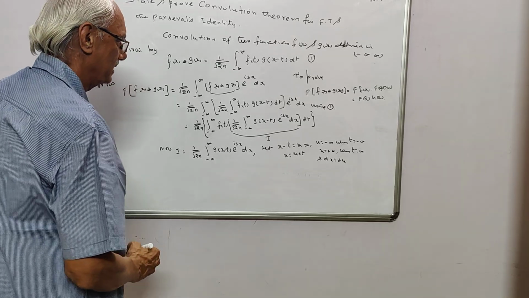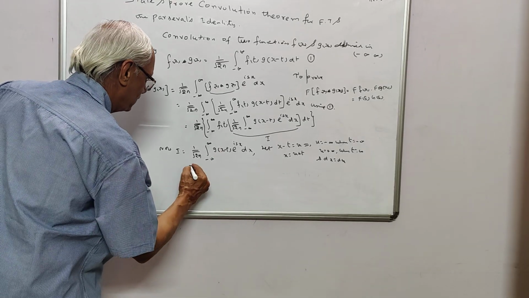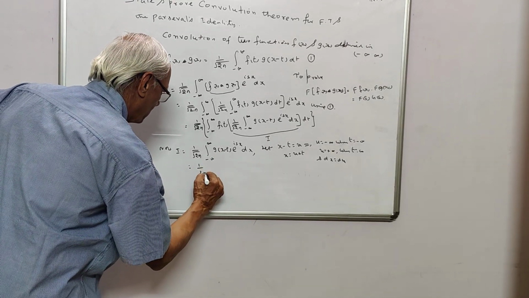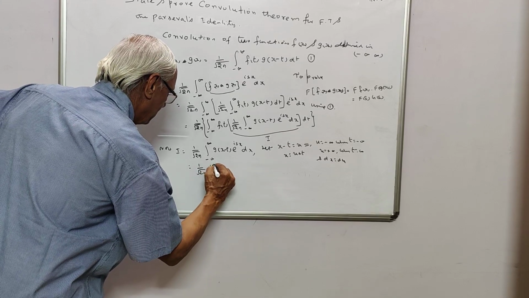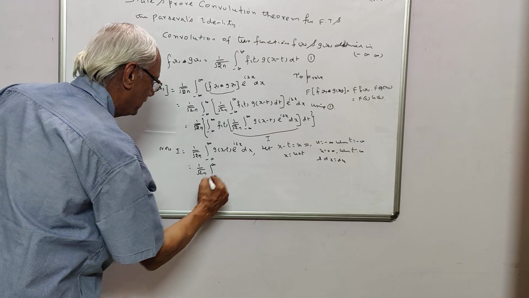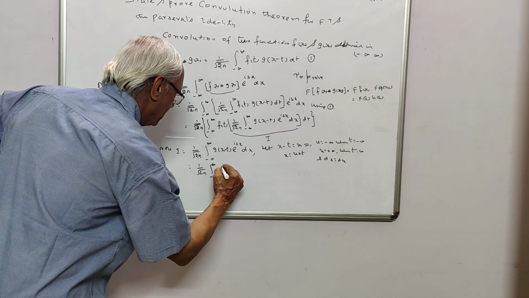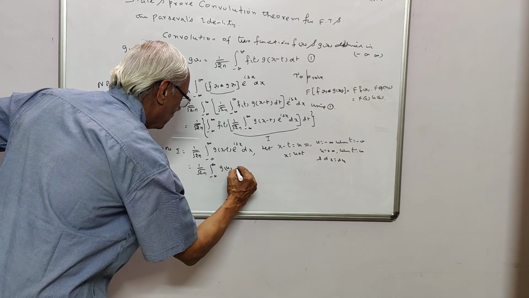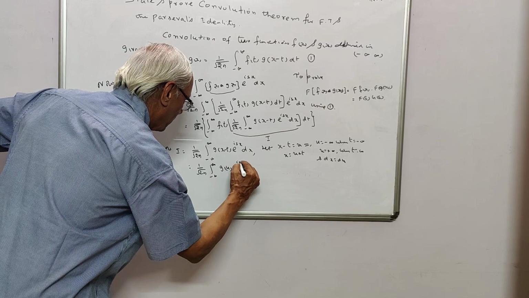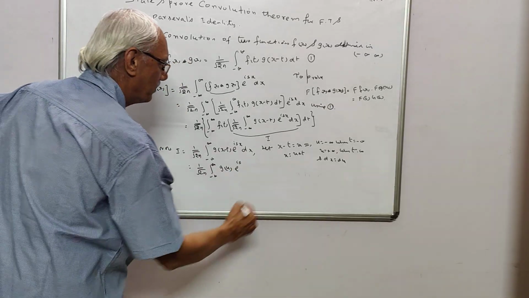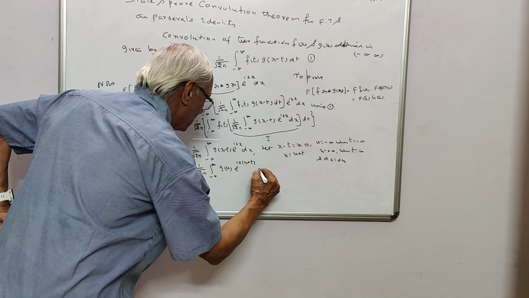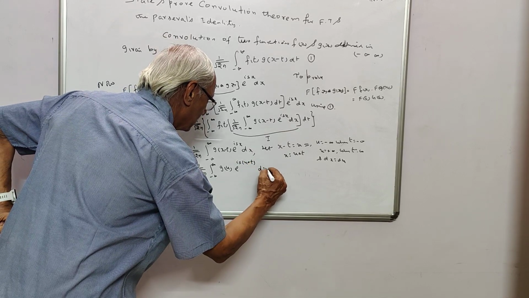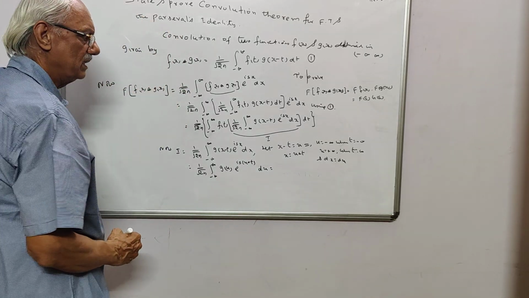X is equal to u plus t. Now bring everything, all changes here. So it is 1 by square root of 2 pi. This limit does not change, minus infinity to plus infinity, and it is g of u into e to the power of isx. In the place of x you can write u plus t, into du.